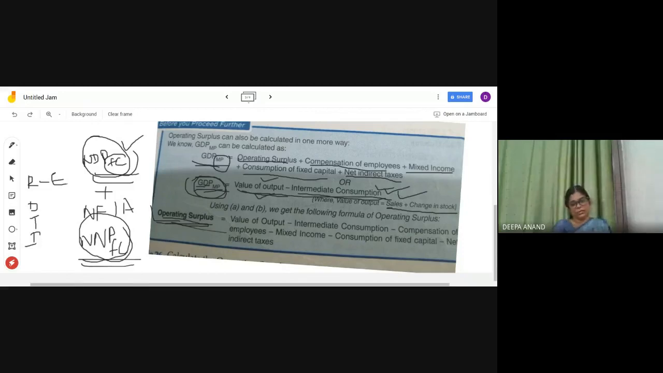Operating surplus is equal to value of output minus intermediate consumption minus compensation of employees minus mixed income minus consumption of fixed capital minus net indirect tax.